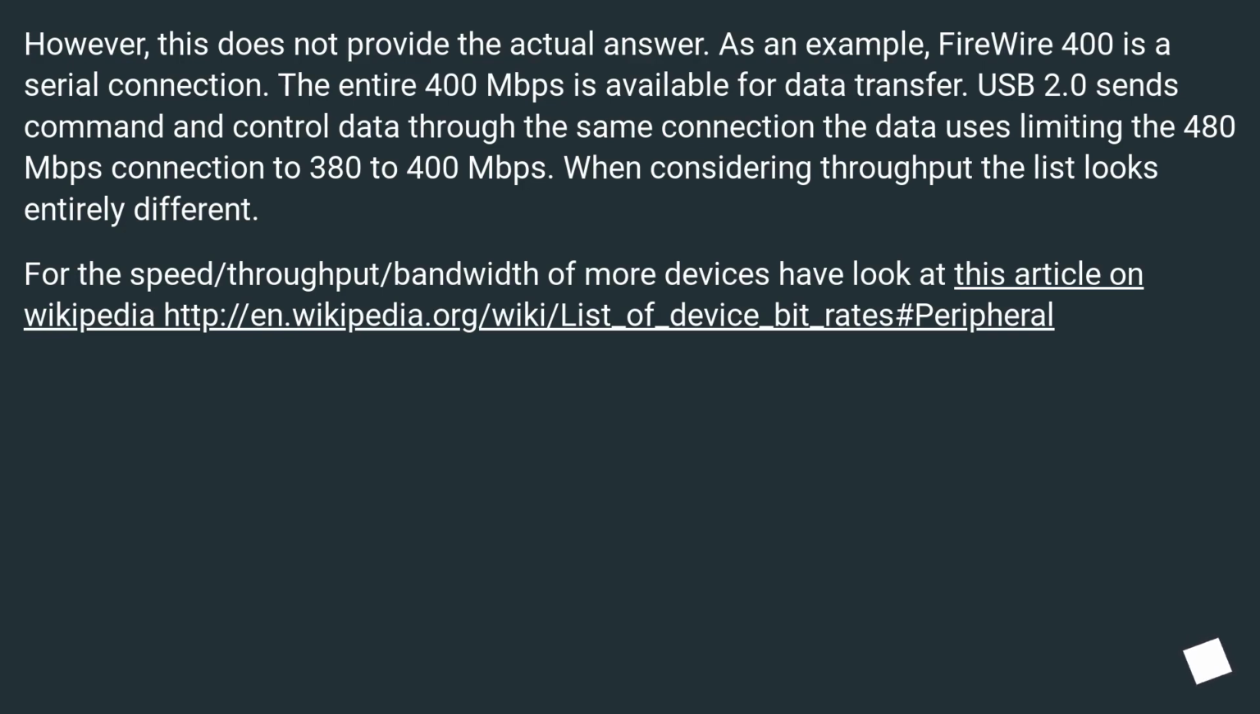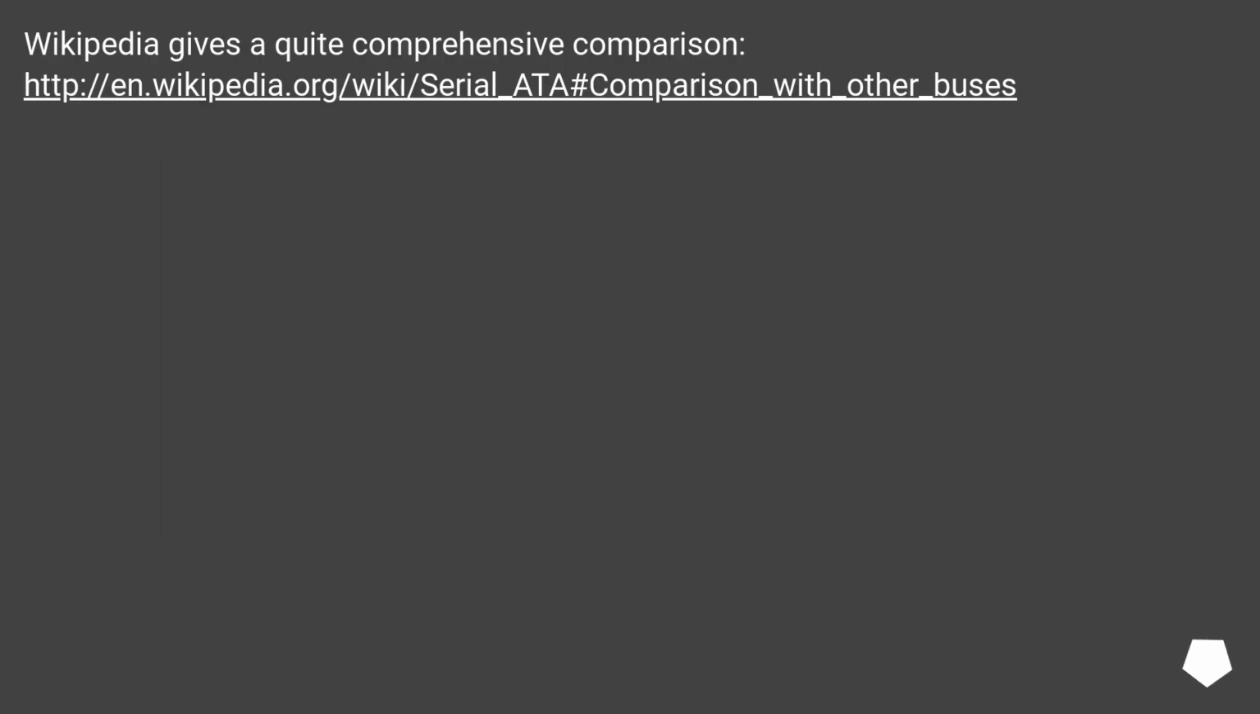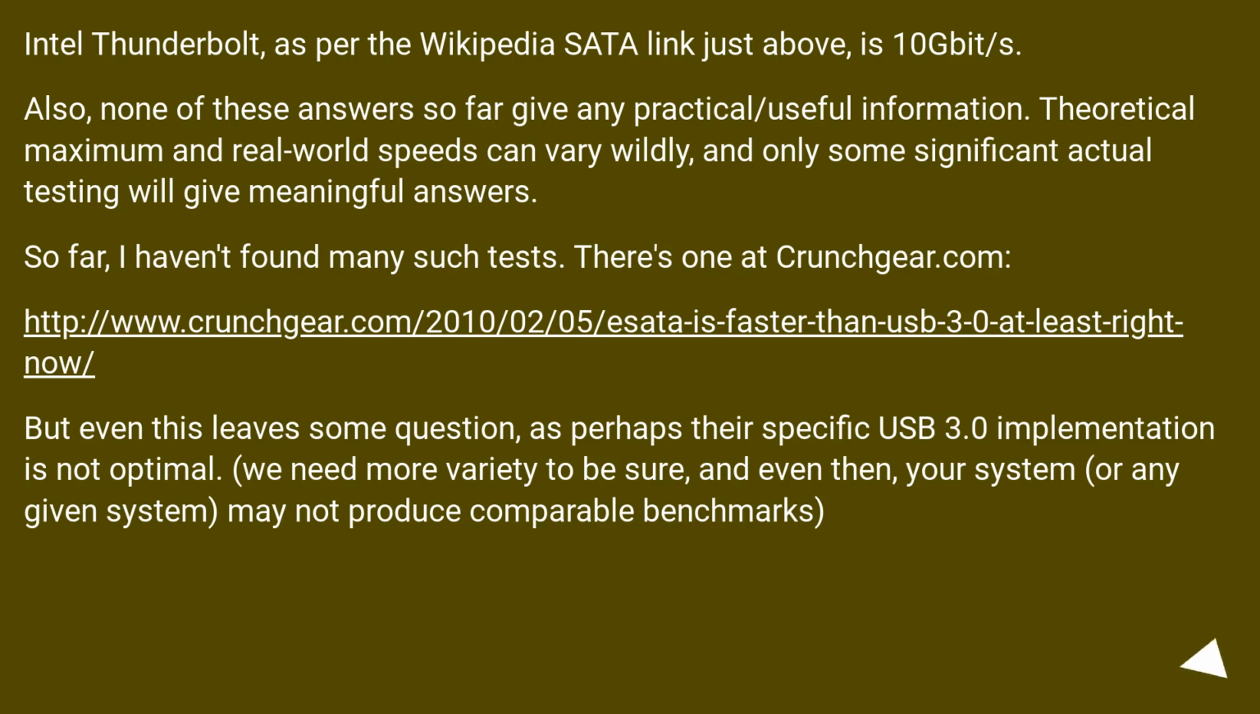For the speed, throughput and bandwidth of more devices, have a look at this article on Wikipedia. This URL. Wikipedia gives a quite comprehensive comparison. This URL. Intel Thunderbolt, as per the Wikipedia SATA link just above, is 10 bit/s.